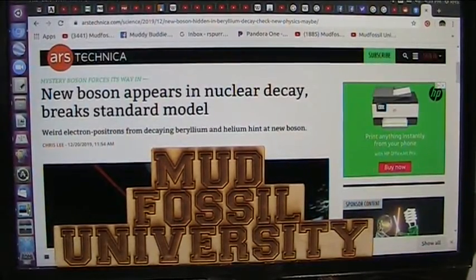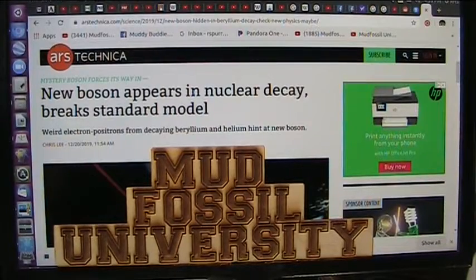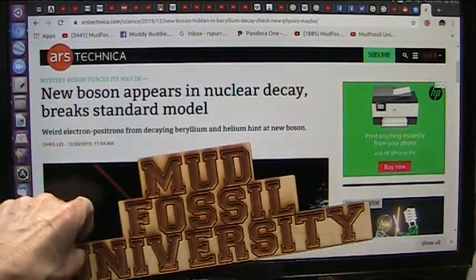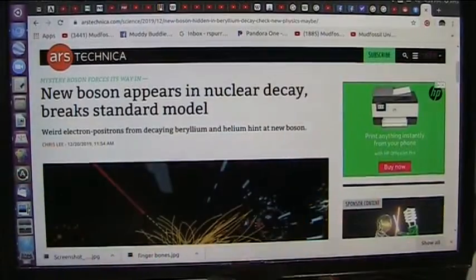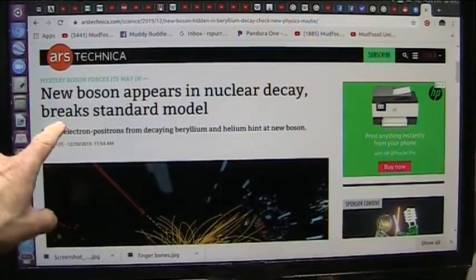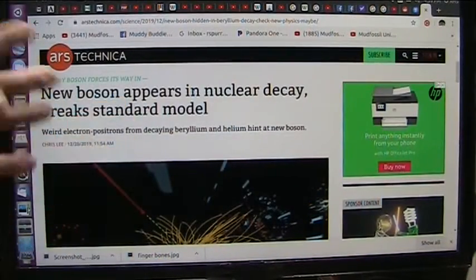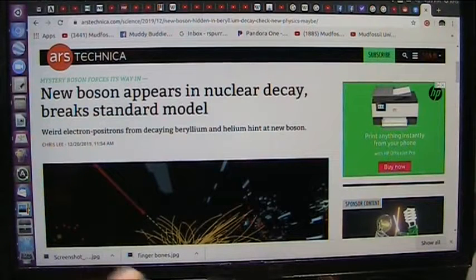All right, this is going to be outstanding, and you are going to learn a ton from here. Now, what are we looking at here? The new boson appears in nuclear decay. It breaks the standard model. The Bohr model is destroyed. Forget about it. It's history. Now, what replaces it?